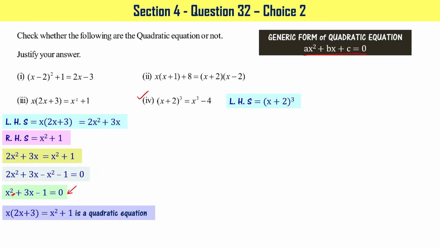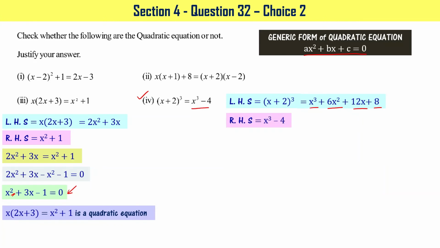(a + b) whole cube can be written as a cube plus b cube plus 3ab square plus 3a square b, right? So make use of that and expand this formula. Expand the (x + 2) whole cube. That can be written as x cube plus 6x square plus 12x plus 8, right? And RHS has got x cube minus 4. That cannot be further simplified.